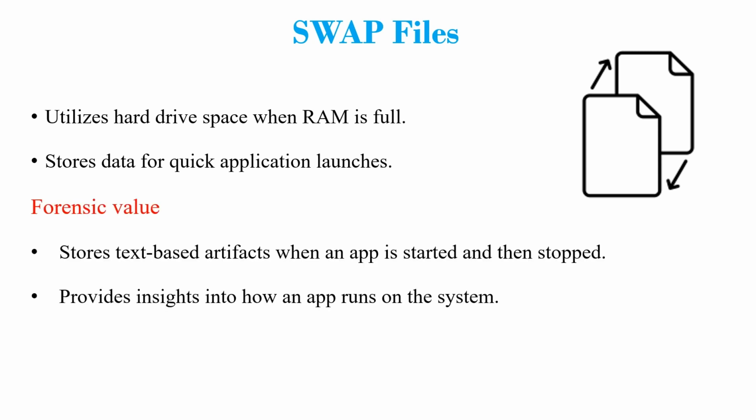In terms of forensics, it stores text-based artifacts when the user starts the application and stops using it. It also gives details about how the application runs, about the URLs and the file modification date. You can view the swap files on the Windows operating system by visiting this location.